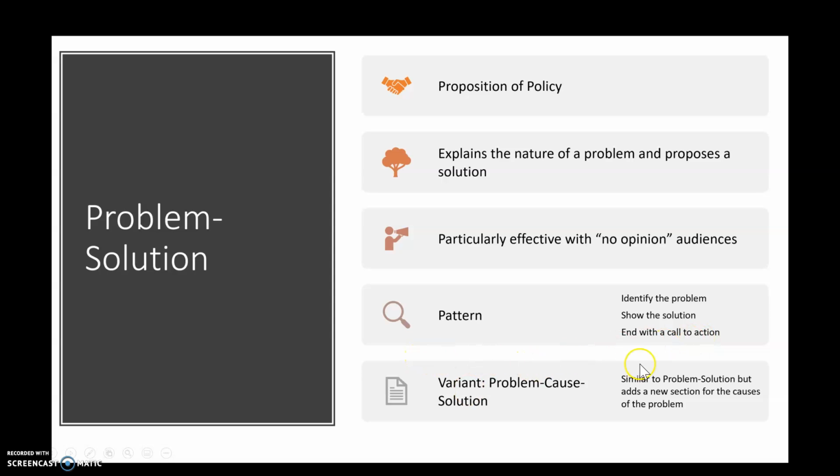And there's a variant that the book talks about called the problem cause solution. So the pattern there would be identify the problem, talk about the cause, show the solution, end with a call to action.